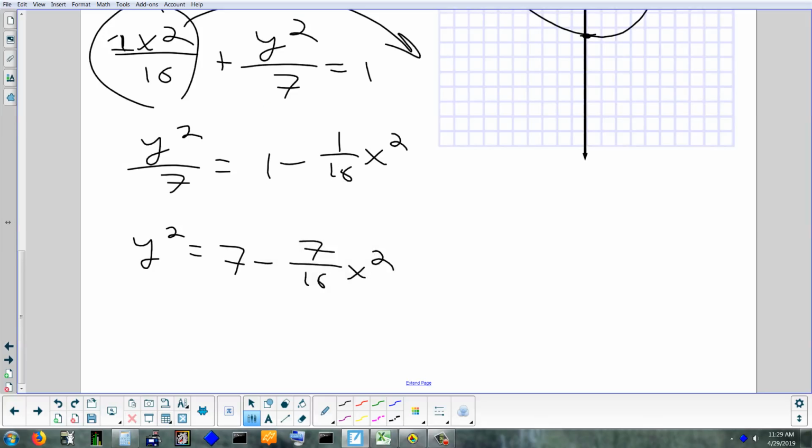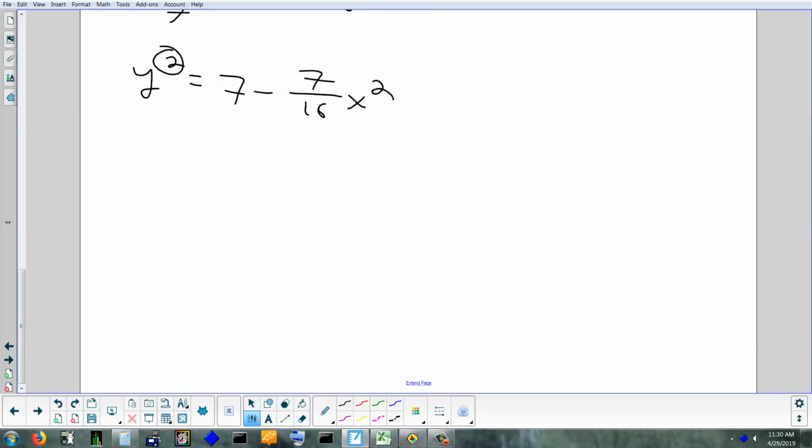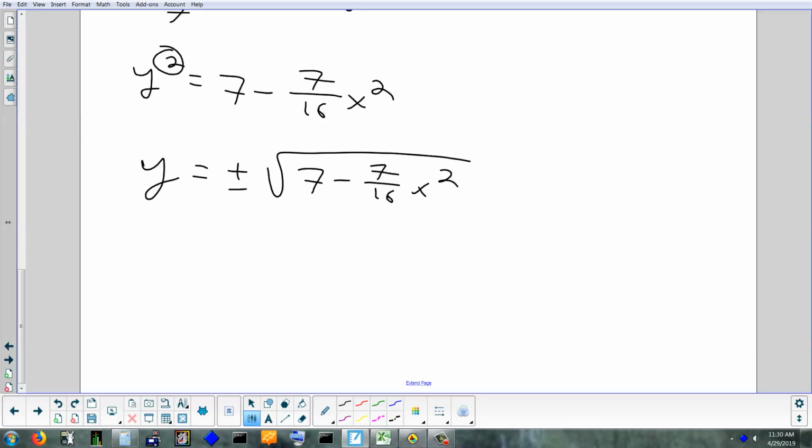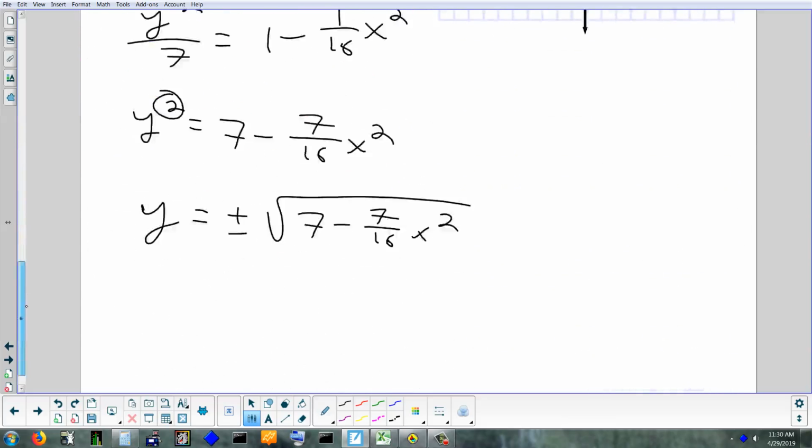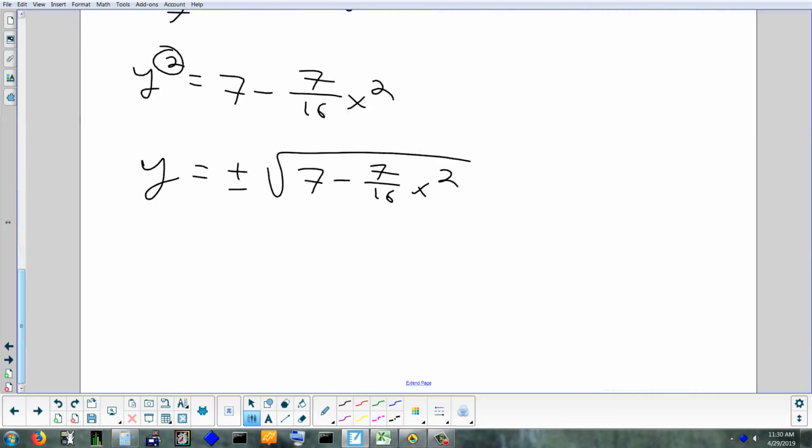I don't know what 7/16 is. I don't really care. And the last thing, how would I get rid of that square root? I mean, how would I get rid of squaring? Take the square root. All right. And when you take a square root, how many answers are there? 2. Positive and negative. So to get y by itself, it looks pretty messy. We usually like to leave it just like I have in purple. But if you really wanted to graph it on the calculator, that's what you'd have to do.